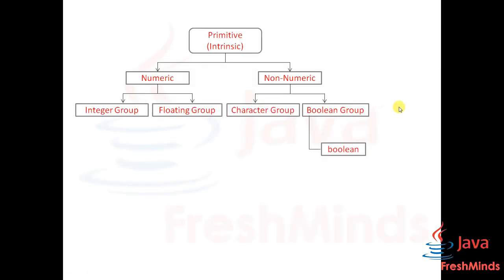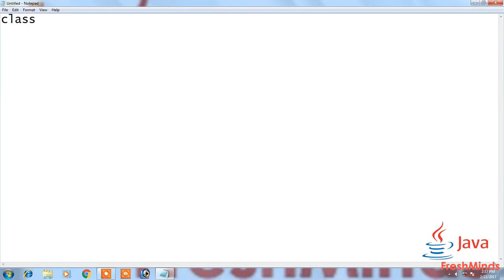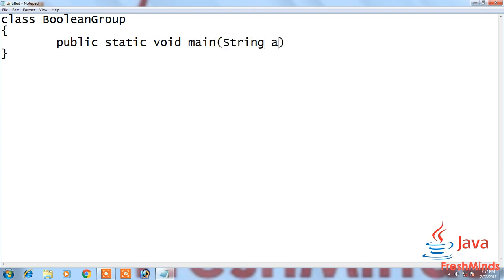Now we have our fourth group, which consists of the boolean data type. The boolean data type is 1 byte of memory, and the values are true and false. Now see the demonstration of the last group, the boolean group. In the boolean group we have only one data type called boolean, so write a class for the boolean data type, boolean group, and write main for it, public static void main String of ours.